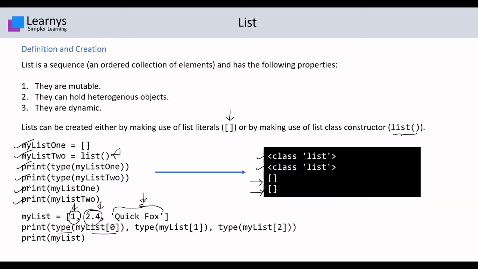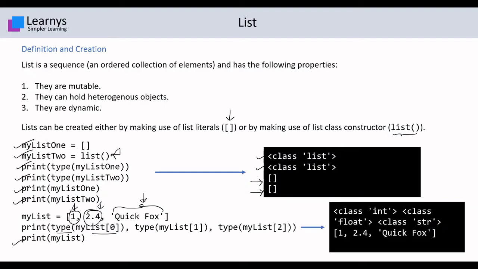In the third line, we are printing the entire list. So when we run this, we get the output as class int, class float, class str, and in the next line, all the elements of the list, that is 1, 2.4 and quick fox.